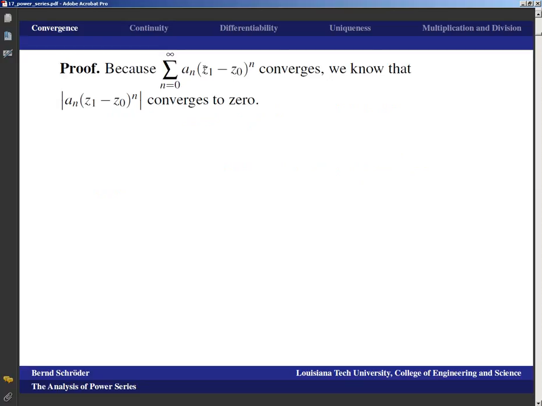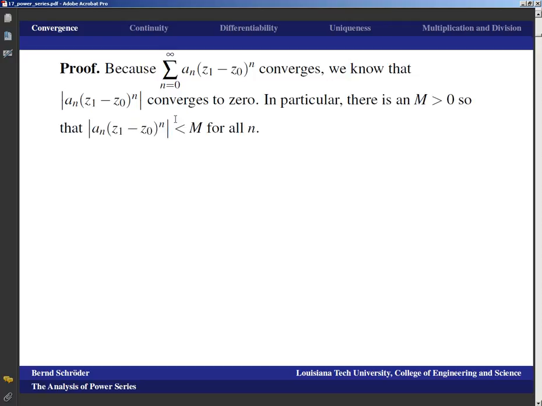Because the power series converges at z1, which means that the power series with z replaced with z1 converges, we know that the a_n (z1 minus z0)^n converge to 0, and therefore the absolute values converge to 0 also. That was one of the consequences of convergence of series: if the series converges, then the terms converge to 0. In particular, that means there is a capital M greater than 0 so that all these absolute values are bounded by capital M, because if this converges to 0, then a tail will be small, and for the rest you just choose the largest value for your capital M.